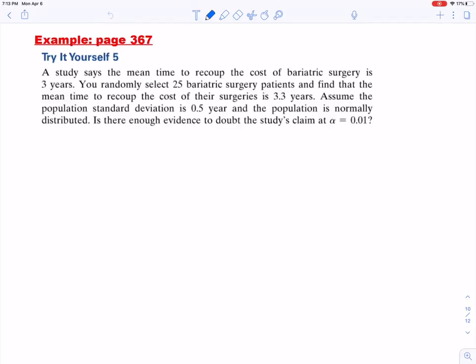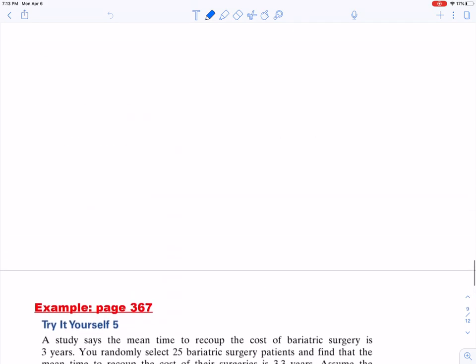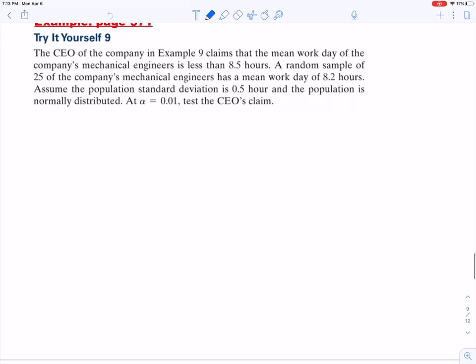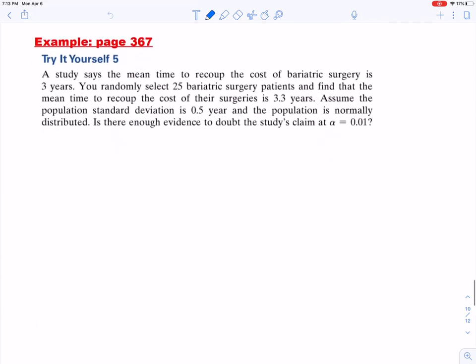So in the first example that I gave you in the notes, we had a hypothesis test where our claim was that the mean was less than 8.5 hours. And this led us to a left-tailed hypothesis test, and thus we had a negative critical value. So in the other two examples, we're going to look at the other two cases, a two-tailed test and then a right-tailed test.